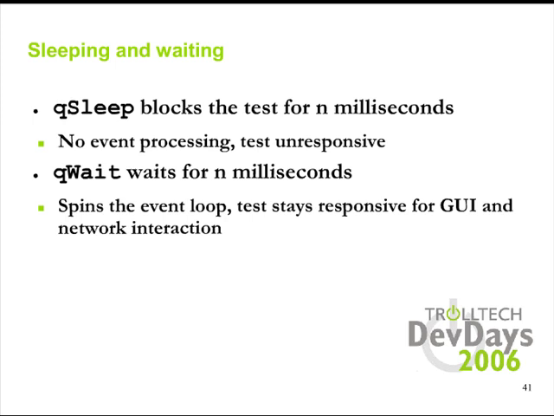Sleeping and waiting. We have two convenience functions called qSleep and qWait. qSleep blocks the test for a certain amount of milliseconds, and there won't be any event processing, and the test will be unresponsive. So it will just stop. It will use internally usleep or the capital Sleep on Windows, so everything is blocked. Then we have a slightly smarter version of that, which is called qWait. It waits for a certain amount of milliseconds, but it actually spins the main event loop, so the test stays responsive for GUI and network interaction. So if you have some modal dialogue or something, and you wait for something to happen, then actually GUI events will be delivered, your GUI will stay responsive during the test, and you can do all sorts of stuff.